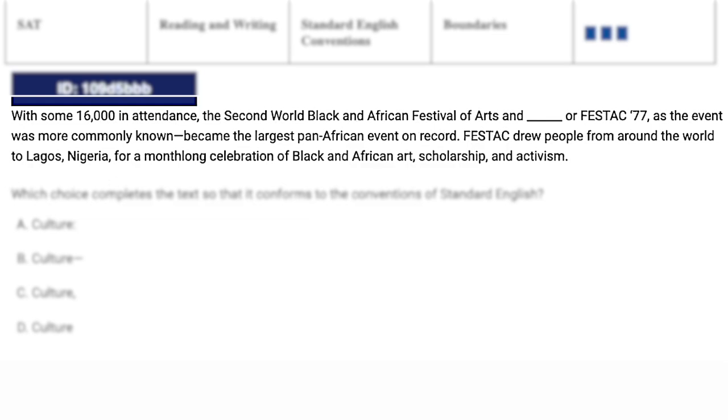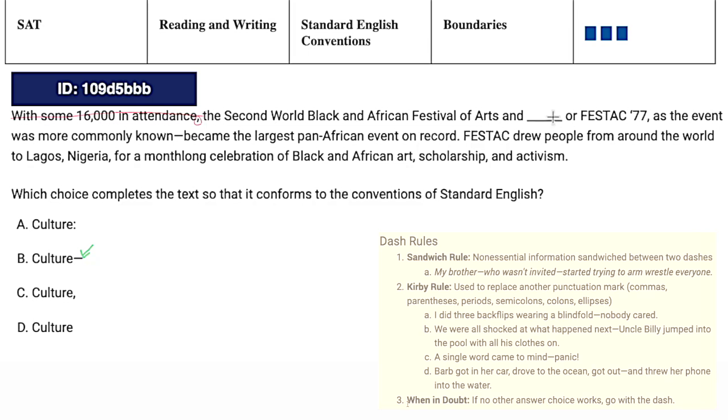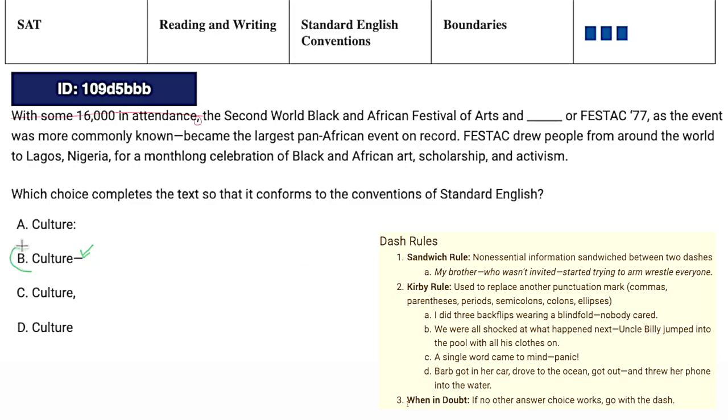Okay, so I'm going to start by getting rid of this first part because we have an introductory phrase, and I like to simplify as much as possible to make things easy on myself. The second World Black and African Festival of Arts and Culture, or Festac 77, as the event was more commonly known, dash. Okay, so here, if we look at our dash option, it's pretty clear that it is creating that dash sandwich that we were talking about. So this one is definitely going to be B.